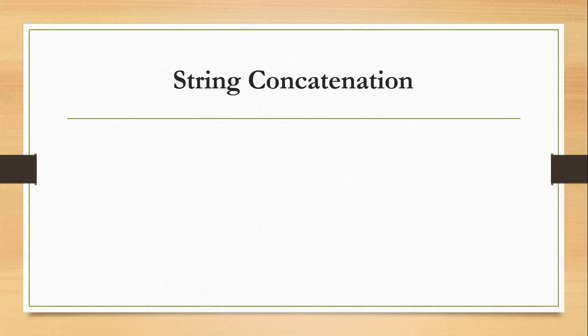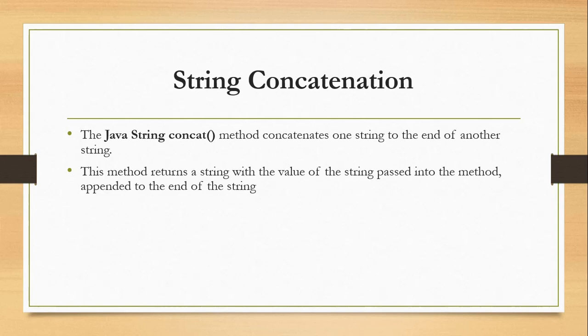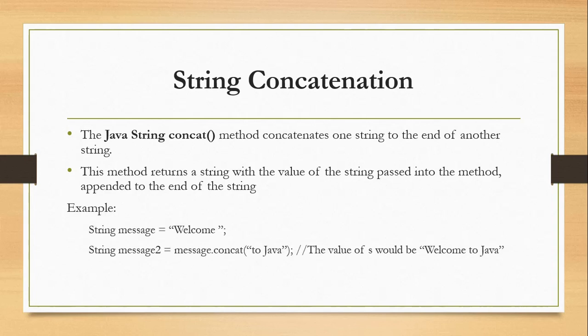Another way of string concatenation would be the use of the Java string concat method. This method is used to concatenate one string to the end of another string. This method returns a string with the value of the string passed into the method appended to the end of the string. String message1 equals welcome to, and another string message2 to concatenate message1 dot concat Java. The value of message2 would be welcome to Java.